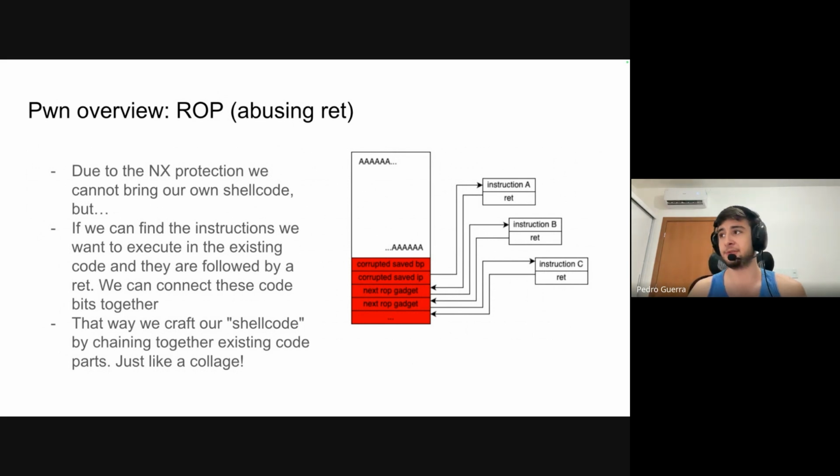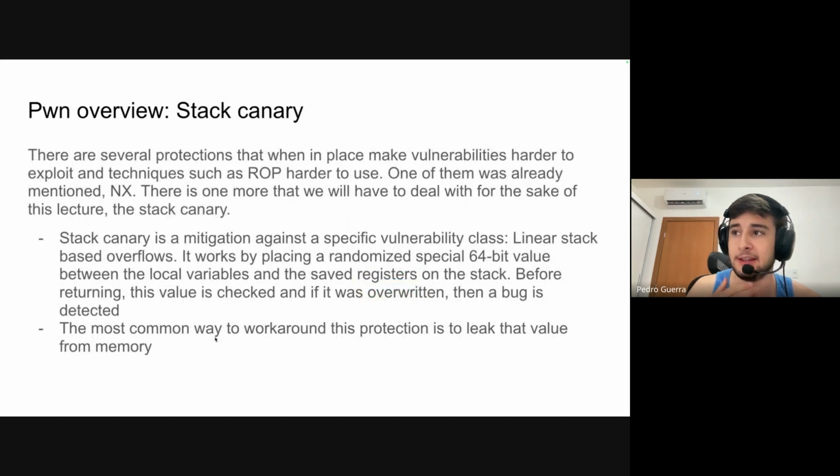So if the guard value changes for some reason, it means that the stack was corrupted, and this is detected, and the kernel will crash. So the way you usually bypass this is either through the same vulnerability or through a different one.